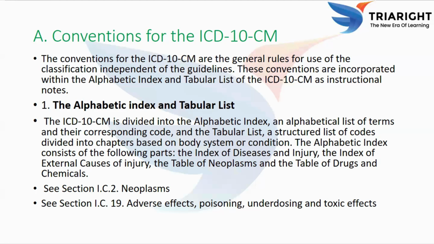Start with the alphabetical index to find a possible code and then confirm it using the tabular list. You should not confirm by using only the alphabetical index. You should always recheck with the tabular list.